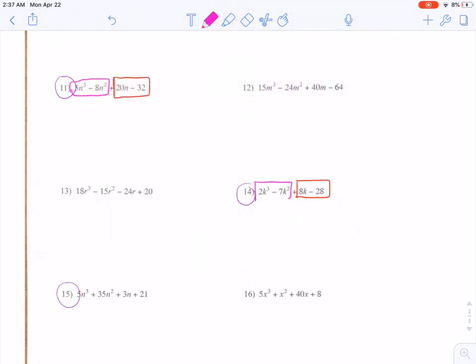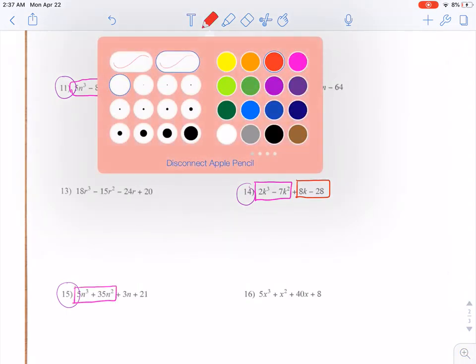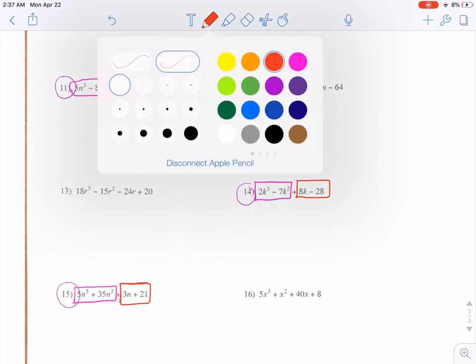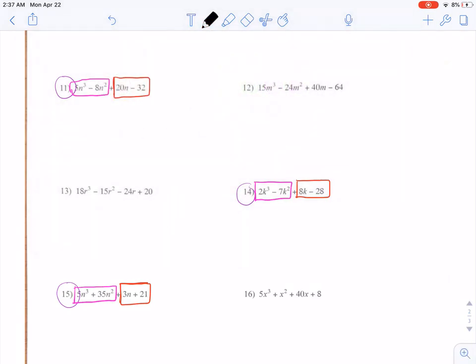So we have our groups. Okay, I'm going to do it for 15. We have our first group, we have our second group. Recognize that we are grouping and we want to get two binomials. If I'm looking at this, I'm looking at 5n cubed minus 8n squared. Well, what is my greatest common factor that I can take out of just this piece here?